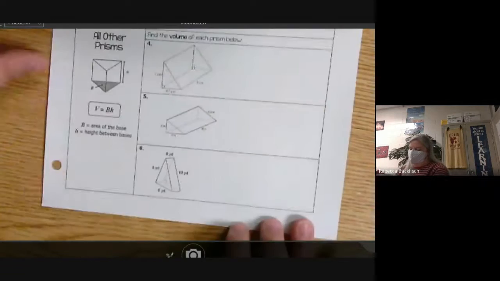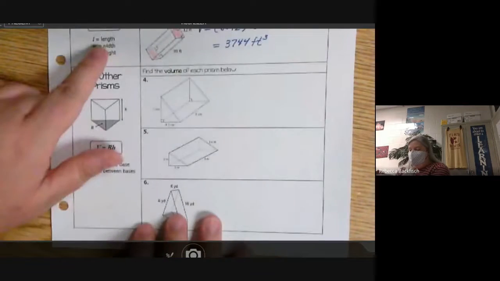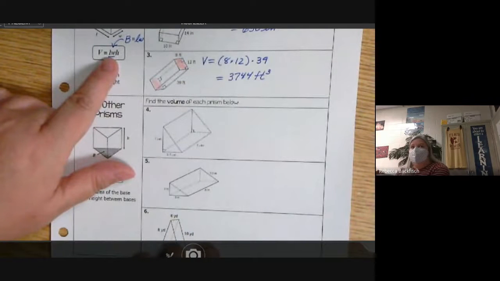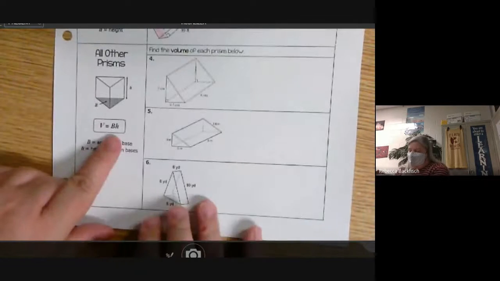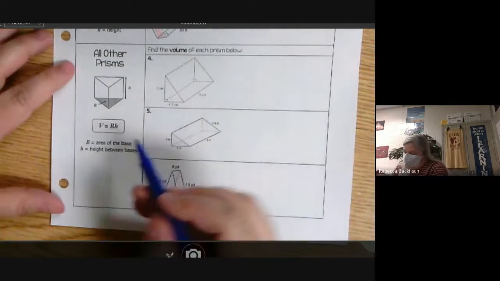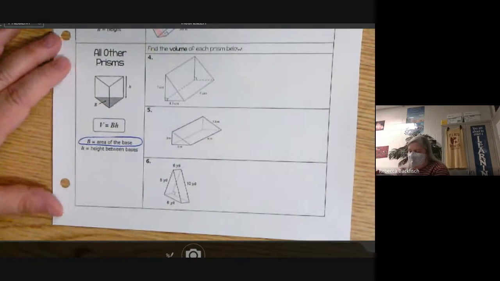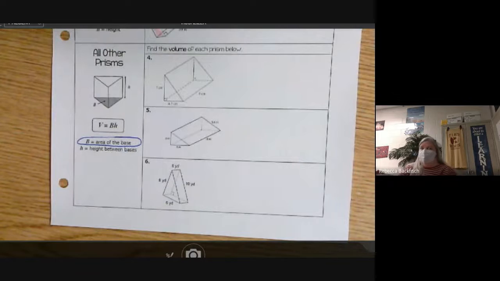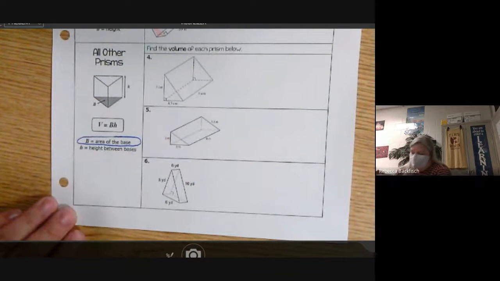Okay, moving on. For all other prisms, we don't really want to say length times width, because that's only the area formula for a rectangle. So if we have any other shape as the base, we're just going to use the general capital B to say area of the base. It really is the same formula we just used for rectangles, and it is also the same formula that we will use for cylinders, as long as capital B means area of the base, whatever your base is.